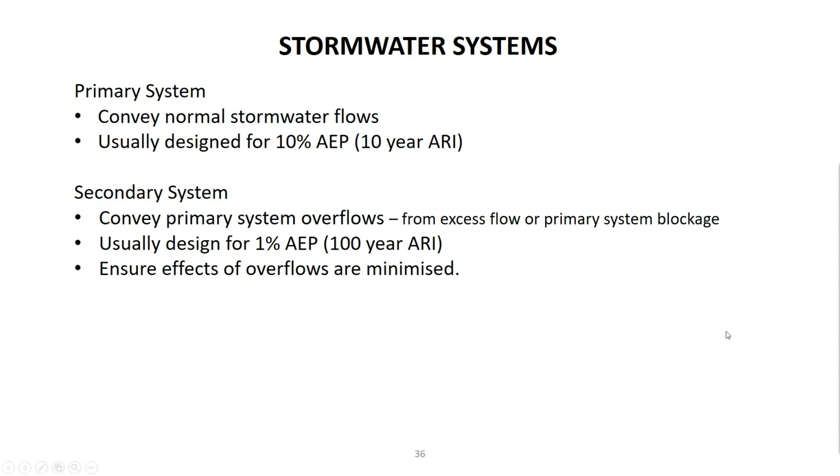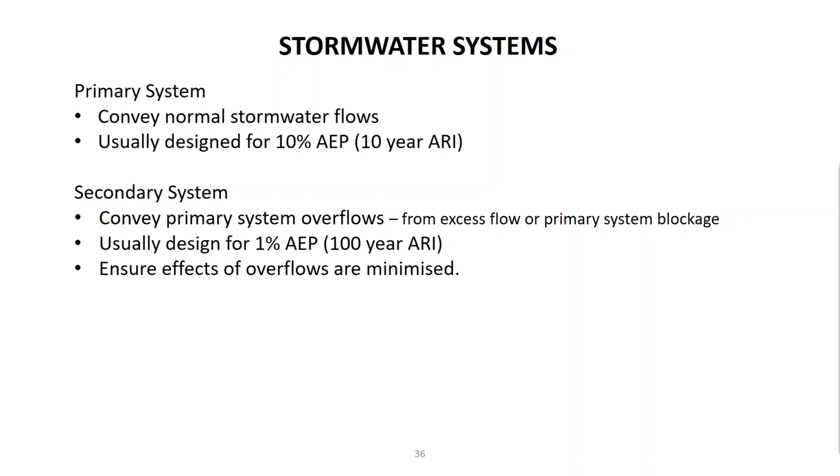Stormwater systems consist of two main systems. The primary system consists of the pipes and manholes that convey stormwater from one part of the community to discharge. They are usually designed for a 1 in 10 year storm, or a 10% AEP.